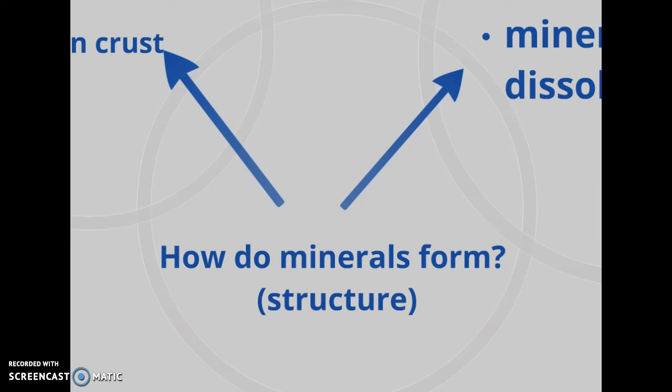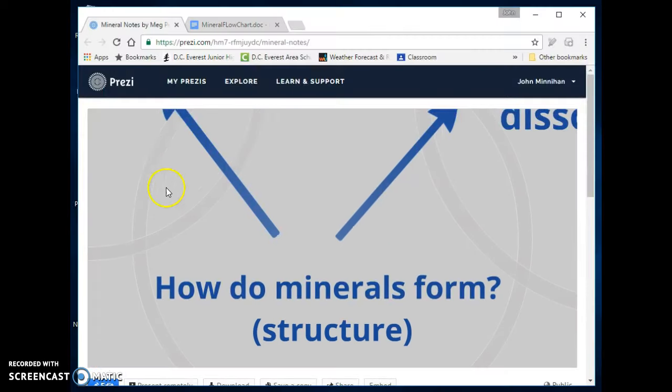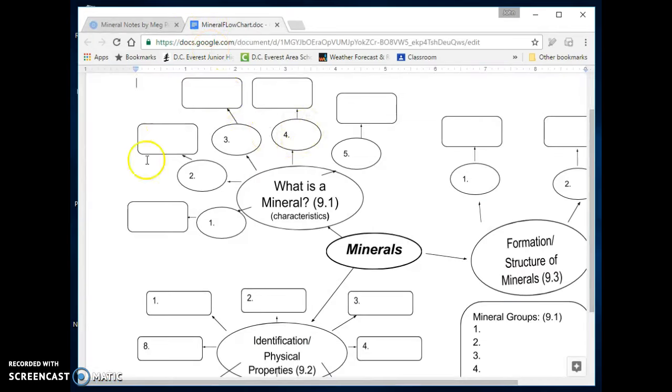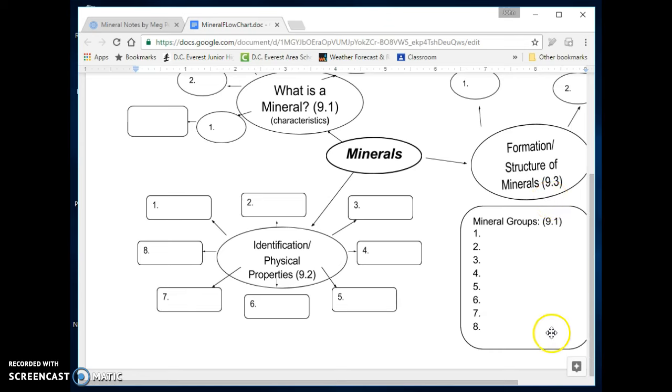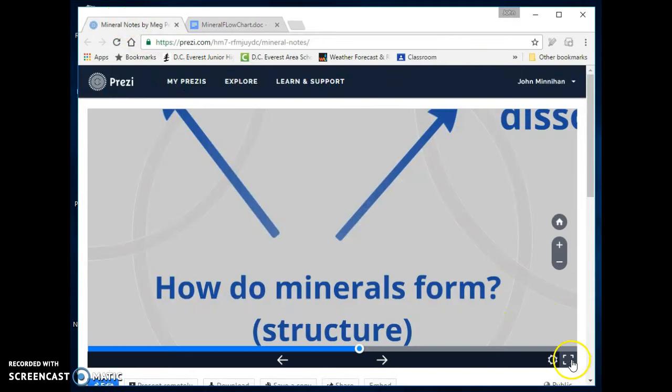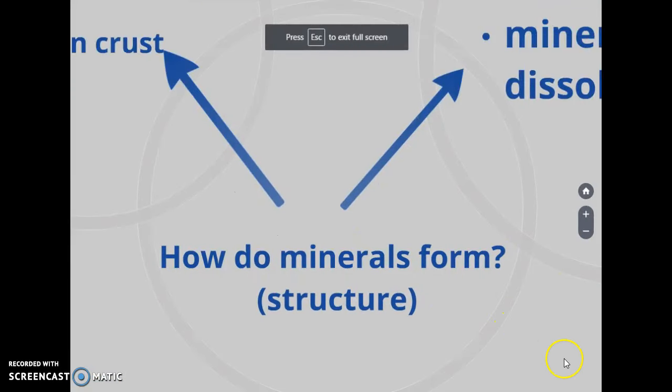Okay, if we go back to our chart, you should now be done with all of the 9.1 areas. This entire area here and this entire area here. That leaves the 9.3 materials, which we will cover now. So how do minerals form? How do they get their structures?